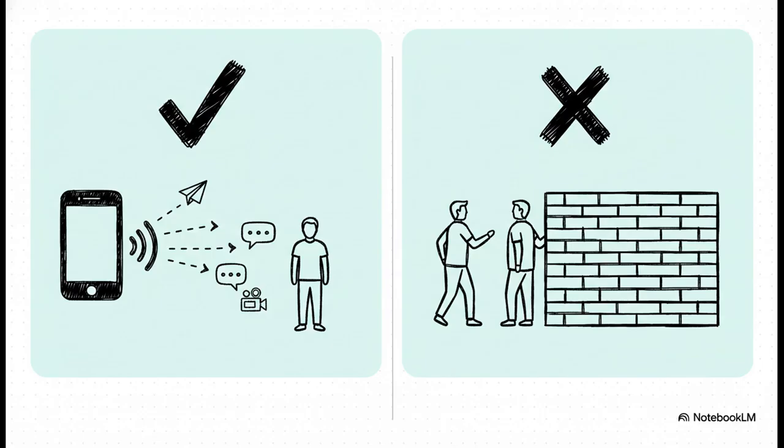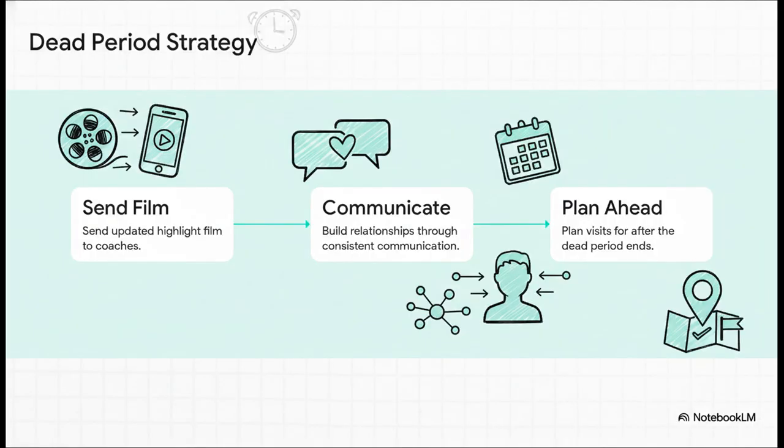But, and this is so important, dead does not mean silent. Just because in-person contact is off-limits, it doesn't mean communication stops. The digital lines are wide open. This is your time to be making phone calls, sending texts, writing emails, basically doing everything you can to build that relationship. So, what's your playbook here? It's all about working smarter. This is definitely not a vacation period. You should be using this time to send out your updated highlight film, focus on building real relationships through consistent communication, and, this is a pro move, planning your visits for right after the period ends. Get ahead of the game.